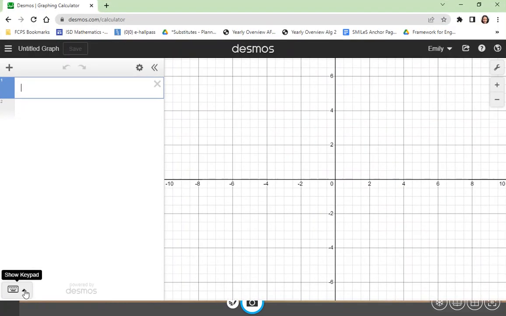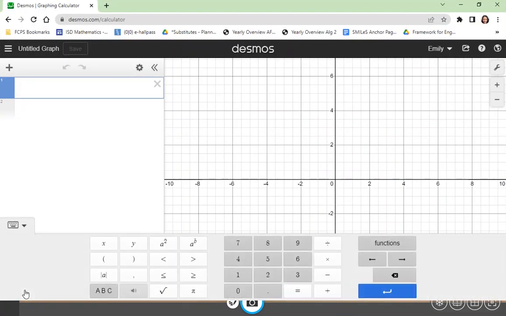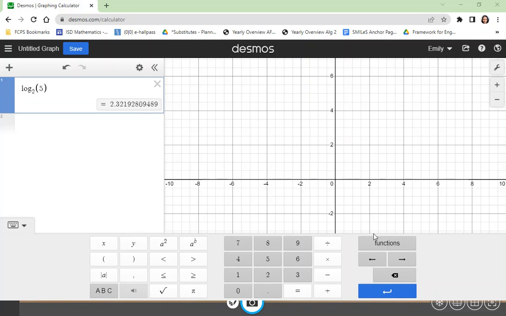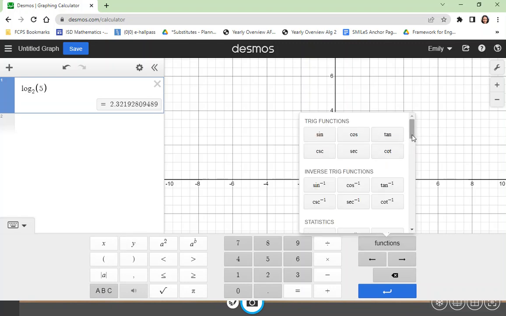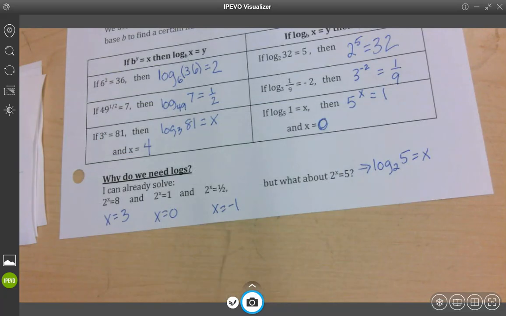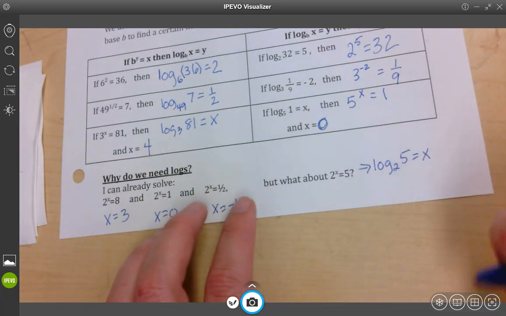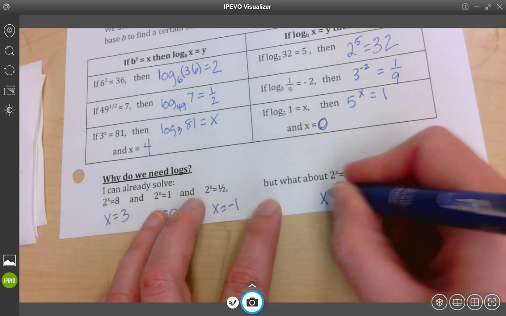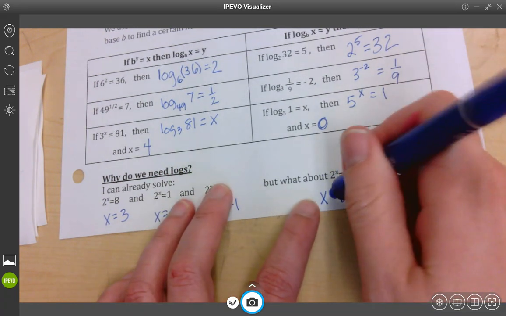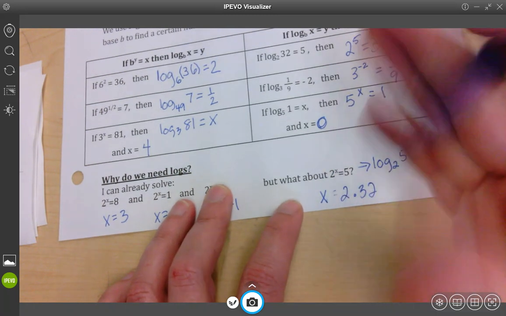I'm giving you a second to open up your Desmos. You're going to go into the keypad and find functions. I wasn't recording, so I'm going to just show real quick. Under functions, you go down to the calculus section and you find log base A, and then you type in log base 2 of 5 to get approximately 2.32. And we were right that it was between 2 and 3. And actually, instead of equals, I'm going to use approximately equal to.